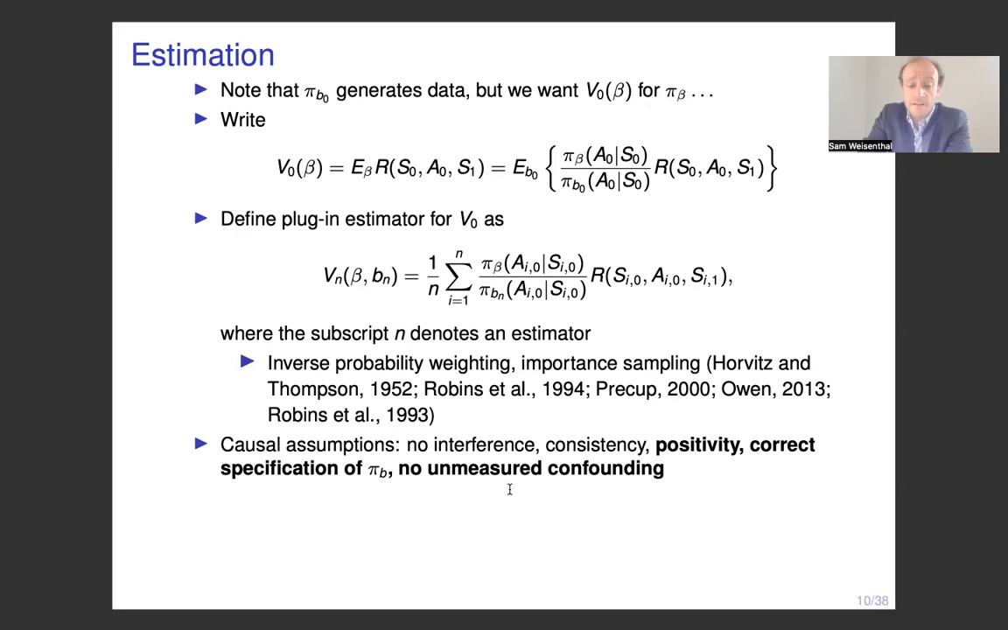We also need that there is no unmeasured confounding. So the state here, which is used by the behavioral policy to make a decision, needs to contain all the information that affects the action, and it also affects the reward function, where the reward depends on the final state, for example. And so the initial state affects the final state. So this is called the no unmeasured confounder assumption.